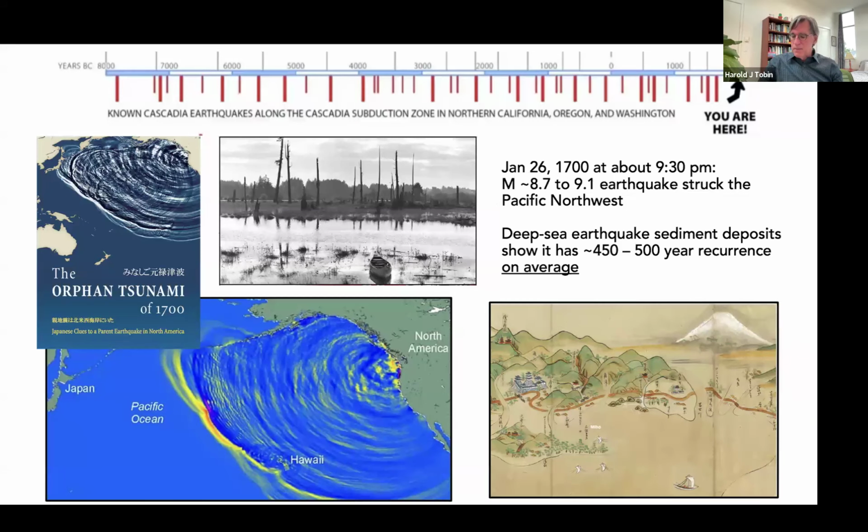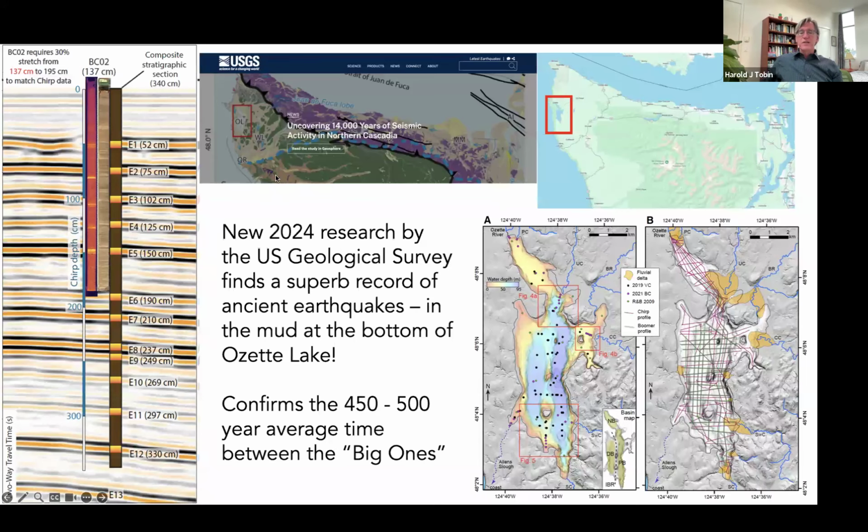Actually, it was recently corroborated in a really spectacular fashion by a new study that just came out from the US Geological Survey. It was published only a month or two ago. And what they've done is they've gone out to Ozette Lake, on the peninsula. Ozette Lake preserves an amazing record in the mud at the bottom of the lake, in the sediments that are layered down there, of the same kinds of landslide deposits, the same kinds of sediment layers that are signatures of earthquakes.